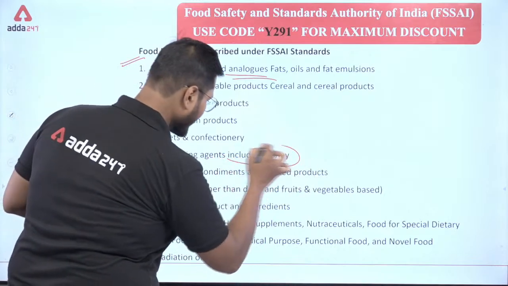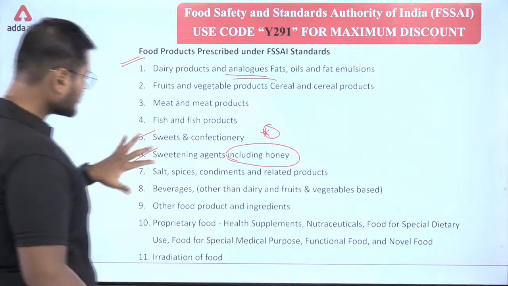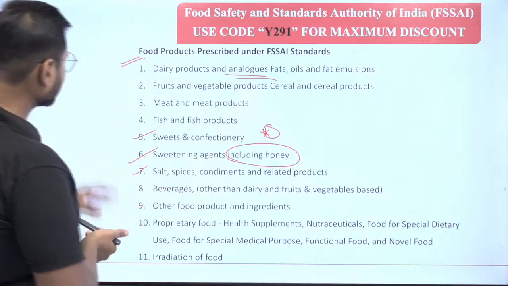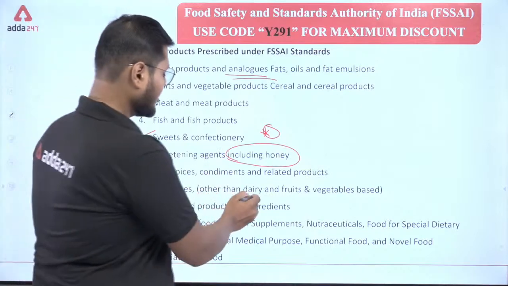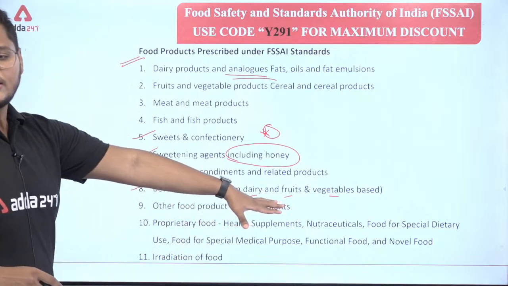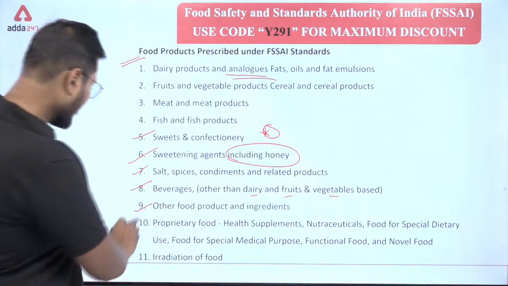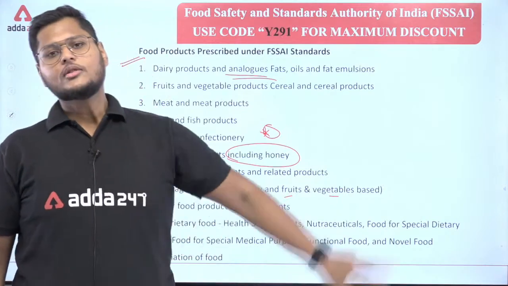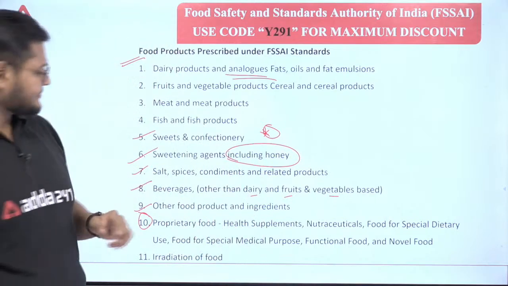Now here it's important, okay, you have to take care. So sweetening agents includes honey also, salt, spices, condiments and related products. Number 8, beverages, any kind of beverages, okay, but it should not be dairy, fruit or vegetable based, okay, because these kind of beverages have a different category, okay. Then other food products and ingredients, proprietary food. Now what are proprietary food? Proprietary food are a special kind of food which do not follow the usual rules and regulations, okay. So keep this in mind.